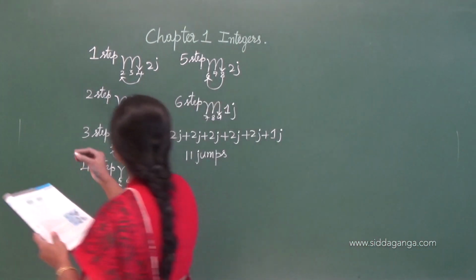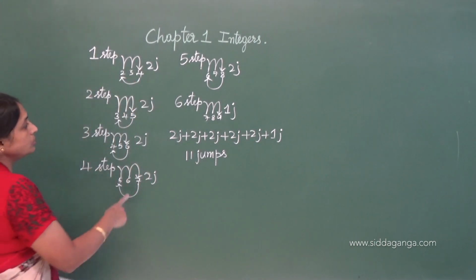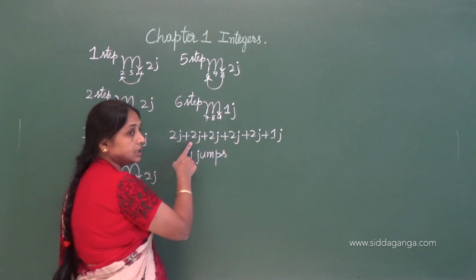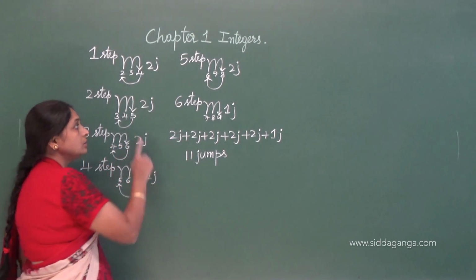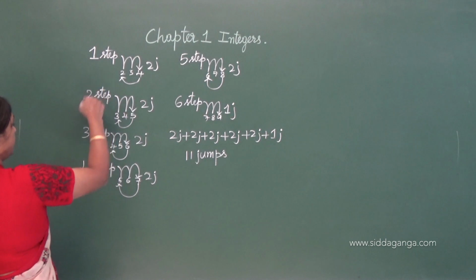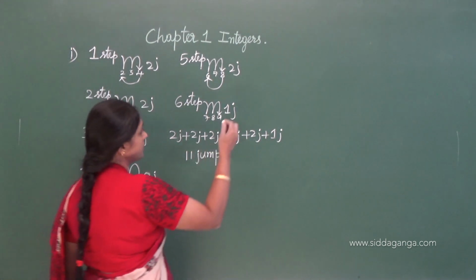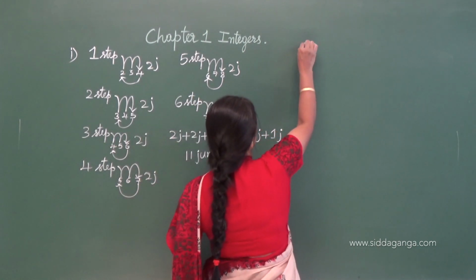So this is the answer. There is no need to do all this, but to get the number of jumps, we should do this, or we can plan for this. And this is the answer for the first one. And shall we move to the second one?